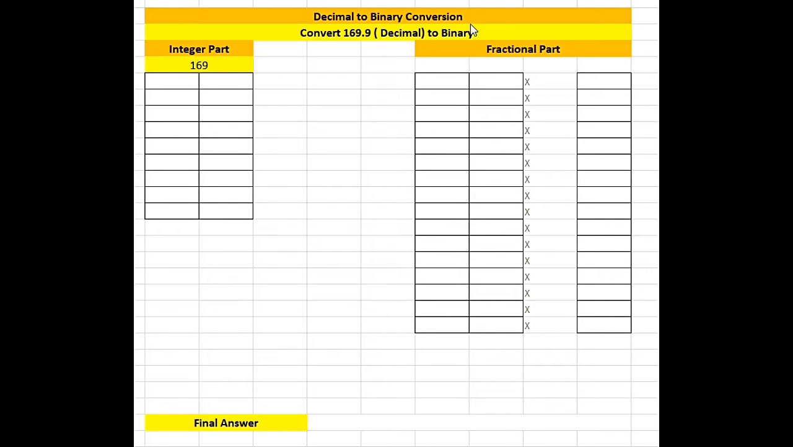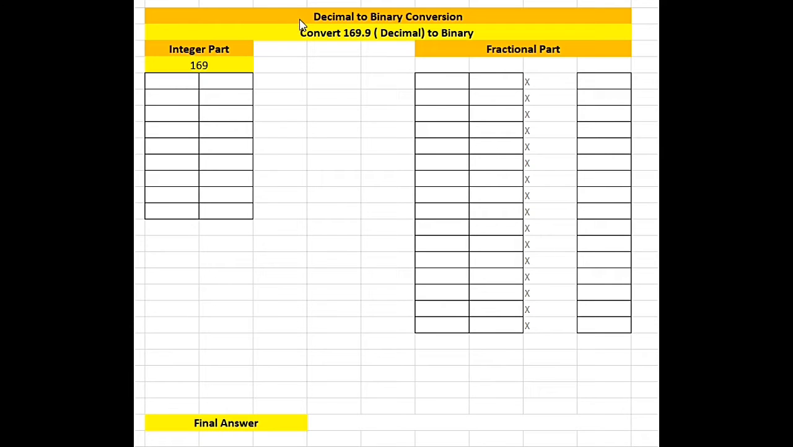In this one, we will be talking about decimal to binary conversion again. But unlike the previous videos, it consists of the integer as well as the fractional part. In the previous video, we solved a similar problem, but in that one the fractional part was not given. If you observe this question carefully, we are being asked to convert 169.9, a decimal number, to binary.